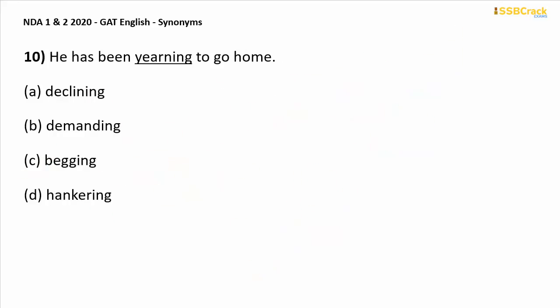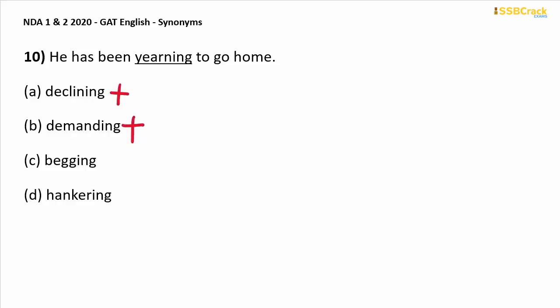The next question. He has been yearning to go home. Now, this is the last question of the synonym section of the GAT English part of the ND1 and 2 2020 exam. So, again, there is a lot of confusion regarding the usage of the word yearning. Yearning means when you strongly or intensely long or pine after something. You really want that. You intensely want something. Okay. So, declining is to reject.